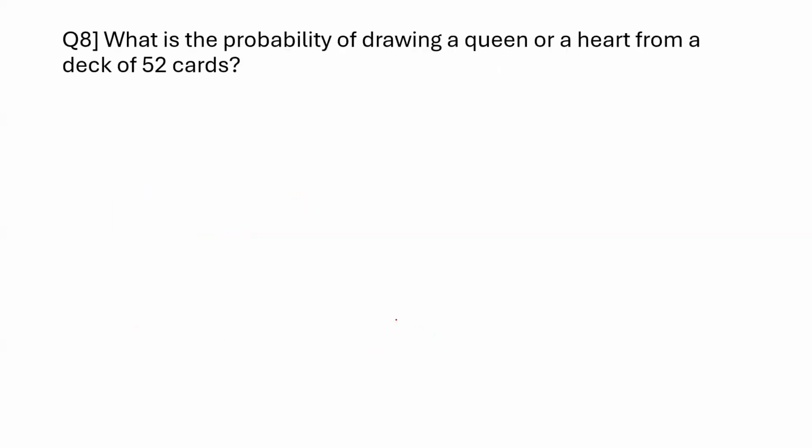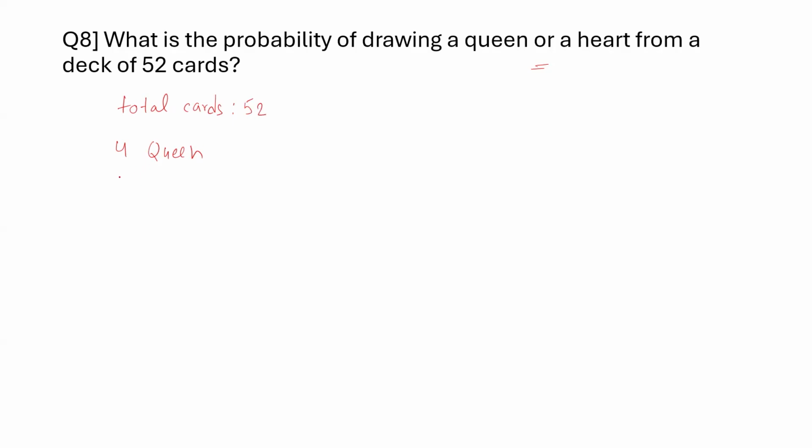Next problem. What is the probability of drawing a queen or a heart from a deck of 52 cards? Again, it has "or", right? So you are doing two events, either this or that. What is the probability of drawing a queen? How many queens are there? You have 4 queens, right? Total cards, it is already written, are 52. Out of 52, you have 4 queens.